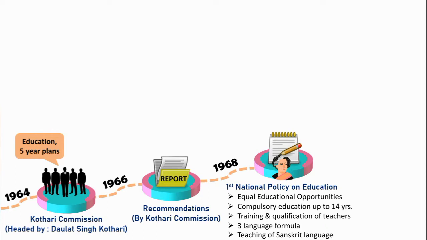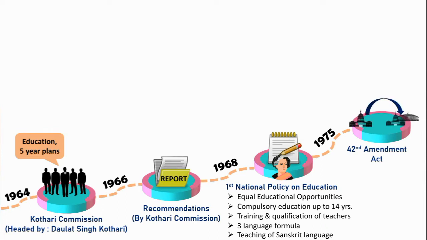In the year 1975, that is during emergency, 42nd Amendment Act of 1976 was passed. By that amendment, the subject of education was transferred from state list to concurrent list. This means earlier the subject of education was only for states, but after 42nd Amendment Act, this subject was for both states and the centre.